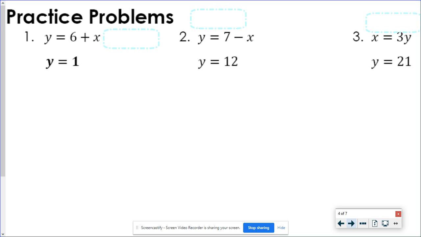So I would suggest that you write these example problems down. You're going to need some practice. None of the math is that difficult, but we do need to practice this because it is going to feel a little uncomfortable at first.